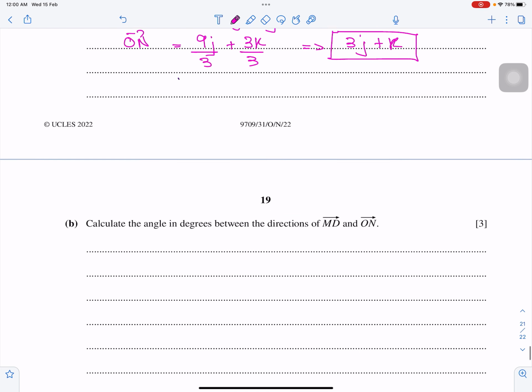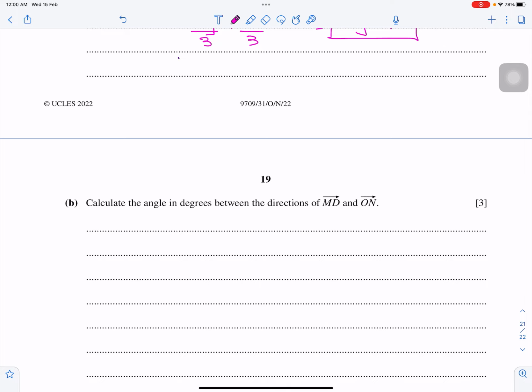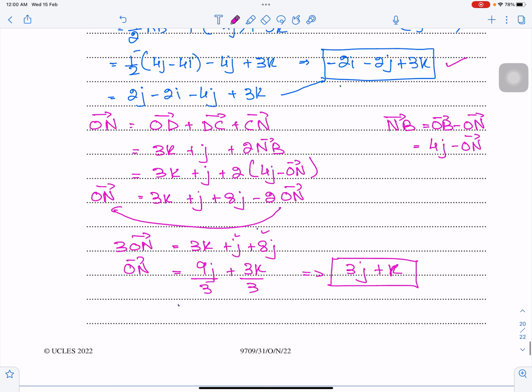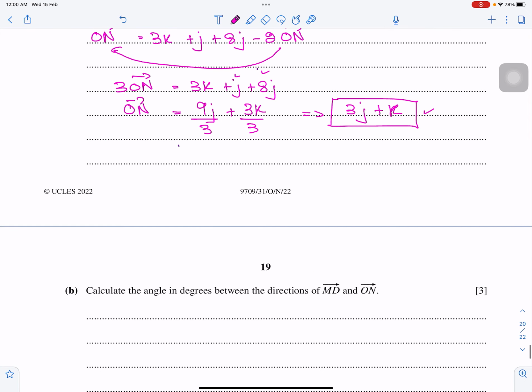Let's see what is part 2. Calculate the angle between MD and ON. Now MD was here and ON is here. So we just have to apply a scalar product formula, right? Or dot product formula. Scalar product or dot product. So MD dot ON is equal to modulus of MD, modulus of ON, and cos theta.